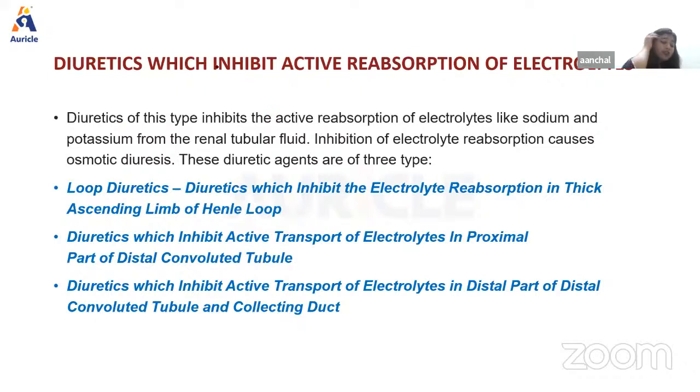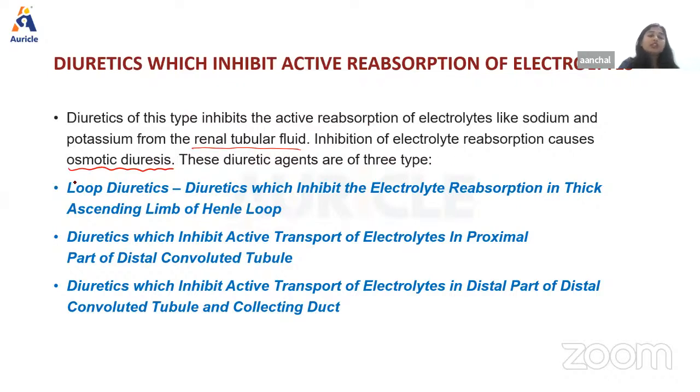Now, we're going to discuss the diuretics which inhibit active reabsorption of electrolytes. Diuretics of this type inhibit the active reabsorption of electrolytes like sodium and potassium from the renal tubule. As we know, the active reabsorption of these substances mainly occurs in the PCT. The inhibition of electrolyte reabsorption causes osmotic diuresis, and these agents are of three types.